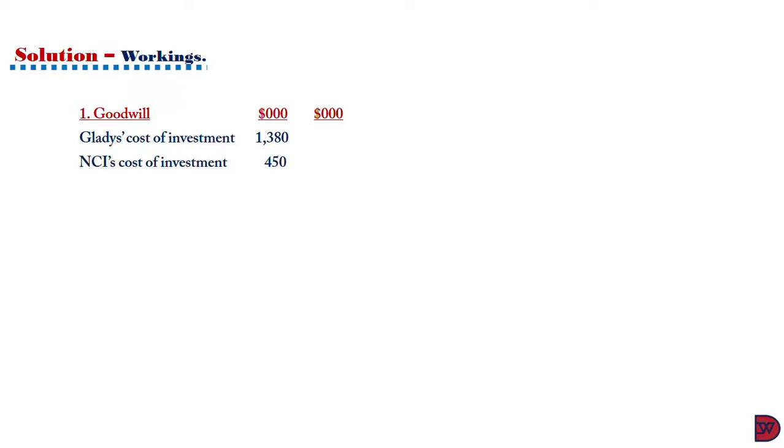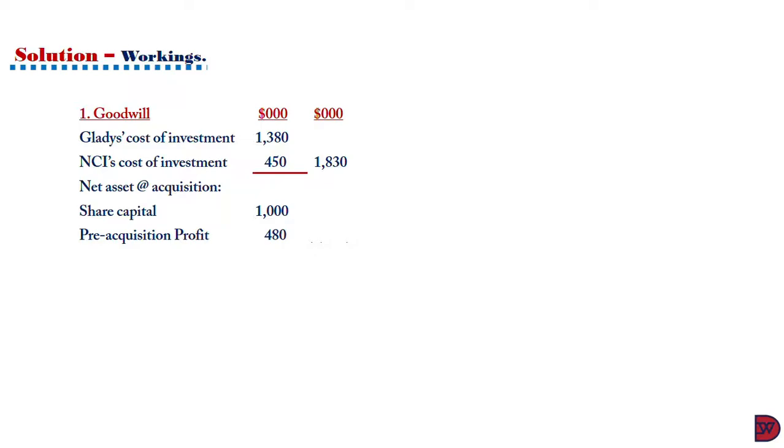Okay. So when we come to the workings, for goodwill, Gladys's cost of investment is $1,380,000. That of the non-controlling interest is $450,000. The total will be $1,830,000. So net asset at acquisition will be share capital of $1 million, the pre-acquisition profit of $480,000, which will be $1,480,000. When we find the difference between the two, it will provide a goodwill of $350,000.